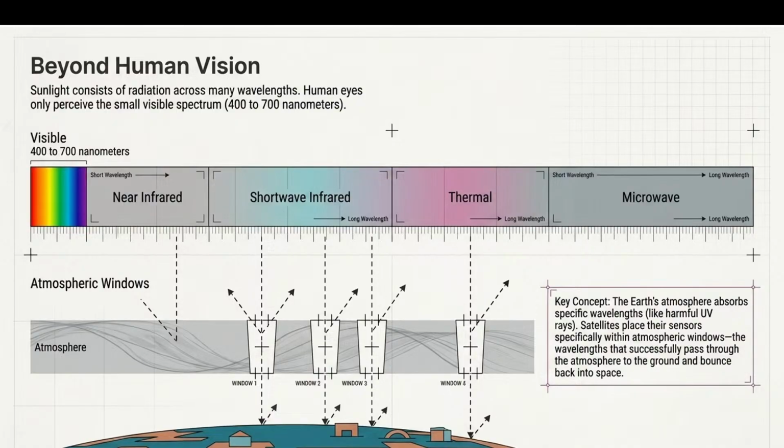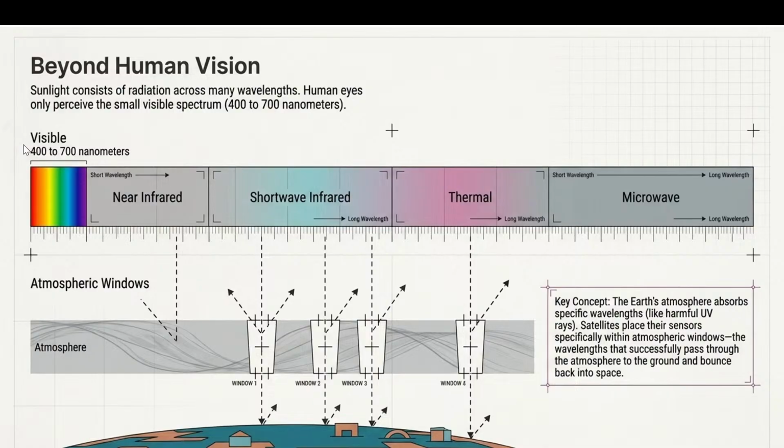Then if you check, this is human vision. Sunlight consists of radiation across many wavelengths. Human eyes only perceive a small visible spectrum, mainly 400 to 700 nanometers. This is the range. Then you can also see the near infrared range, then shortwave infrared, thermal, microwave. We also basically use RGB, red, green, and blue. This type of range we also find.